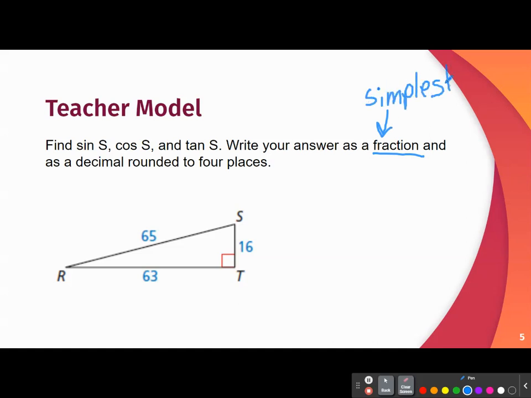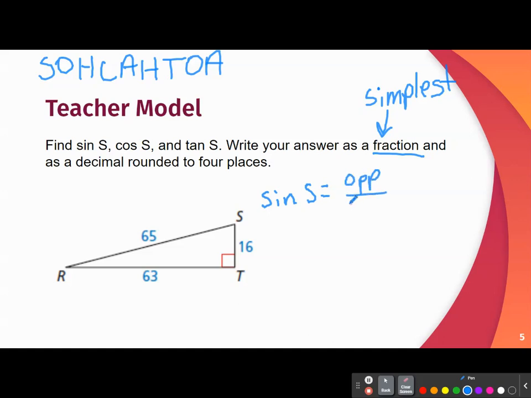First thing I'm going to do is write out the SOHCAHTOA to help me remember. As you can see, I've already made a couple mistakes. So sine of S is going to be opposite over hypotenuse. Okay, so look at angle S. It's right here. The side opposite would be down here. The side adjacent would be here. And the hypotenuse is always the hypotenuse. The hypotenuse doesn't change.